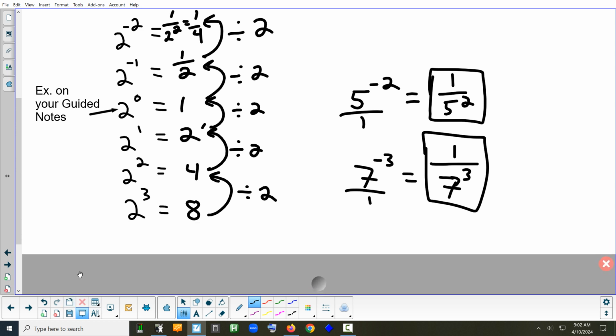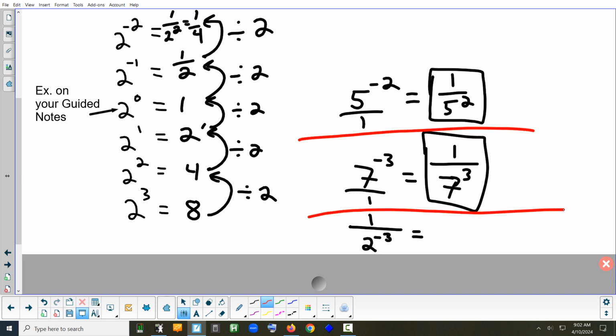What do you think would happen if I had something like this? I have a negative exponent, but it's in the bottom. Where do you think it would end up this time to make it positive? It would end up in the top. Exactly like that. So the key is anytime you have a negative exponent, if you want to make it positive, you move it to the other part of the fraction.